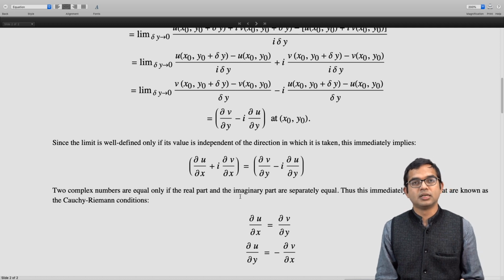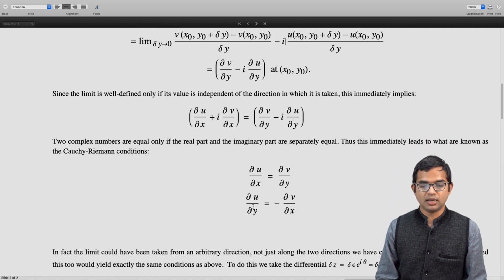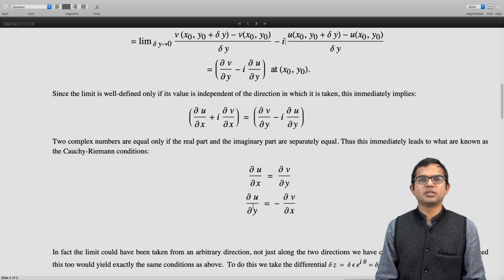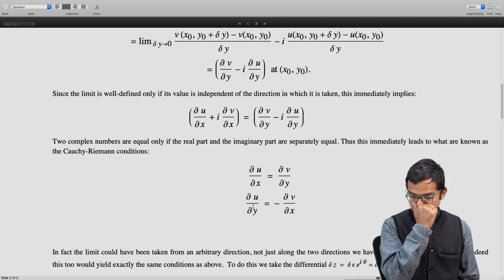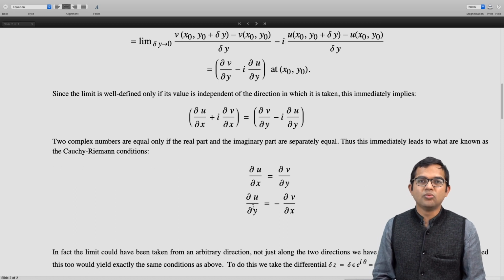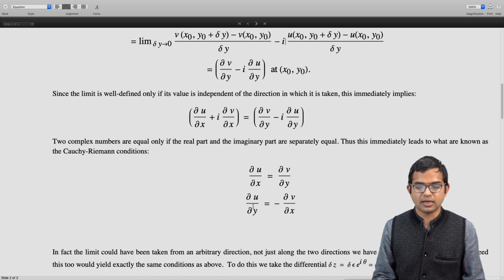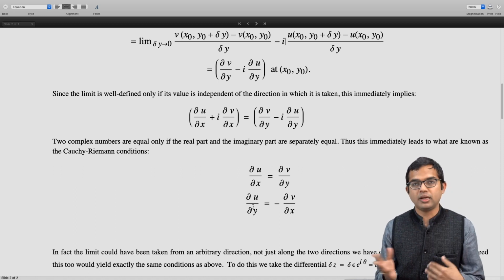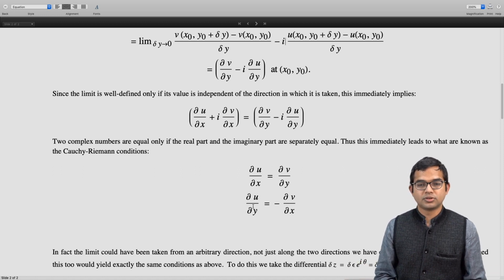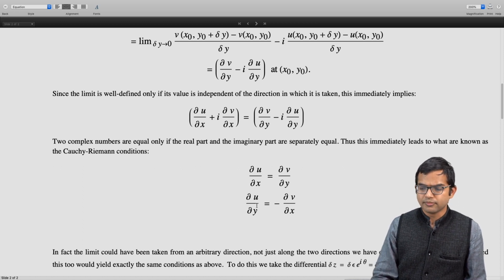Whenever a function is differentiable at some point, then necessarily it must satisfy the Cauchy-Riemann conditions. So this is something that we could have actually obtained by taking a limit from an arbitrary direction. It's a little more involved, a little more messy in some sense, but let's look at what would have happened if we had taken some other direction other than only x and y. We should expect the answer to be the same regardless of which direction you took it from. So let's verify that this too holds.